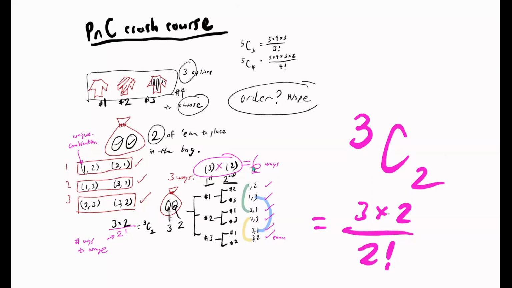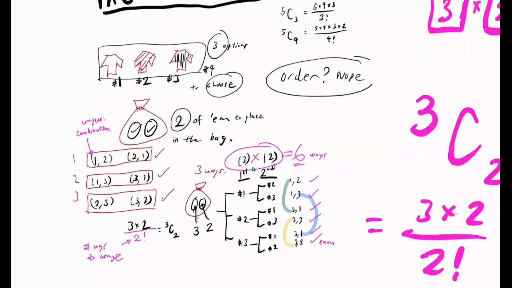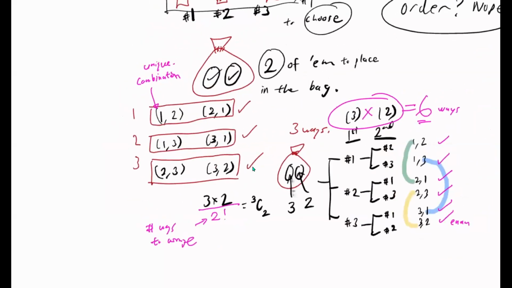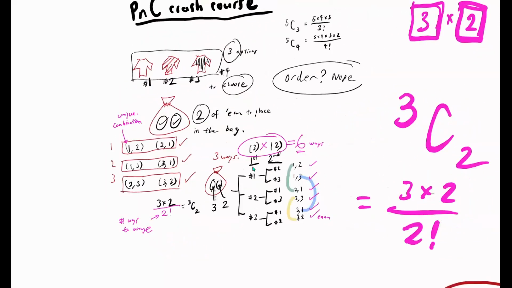Why 3 times 2 over 2 factorial? First space in the bag, how many options? 3 options. Second space in the bag, how many more options? 2 options. Is it 3 plus 2 or 3 times 2? Times, right? Here I listed the 3 times 2 options already: 1,2; 2,1; 1,3; 3,1; 2,3; 3,2, where 1, 2 and 3 refer to the index number of the shirts. You realize that there are only 3 unique ways. Why? Because each time you select 1,2, you're also counting 2,1 in this 3 times 2. It's inclusive of the ordering of 1,2 and 2,1, which means you're overcounting.